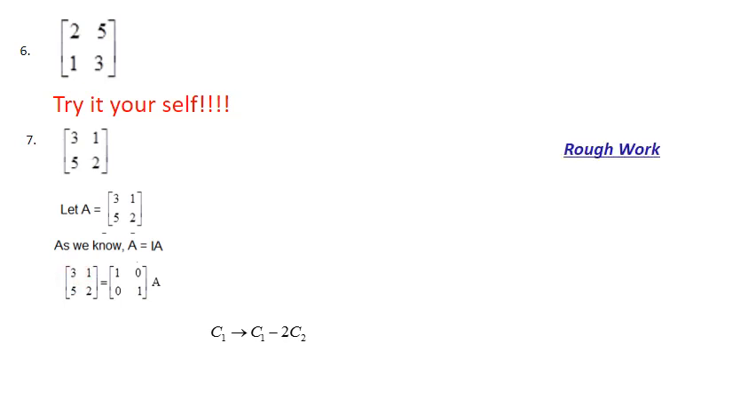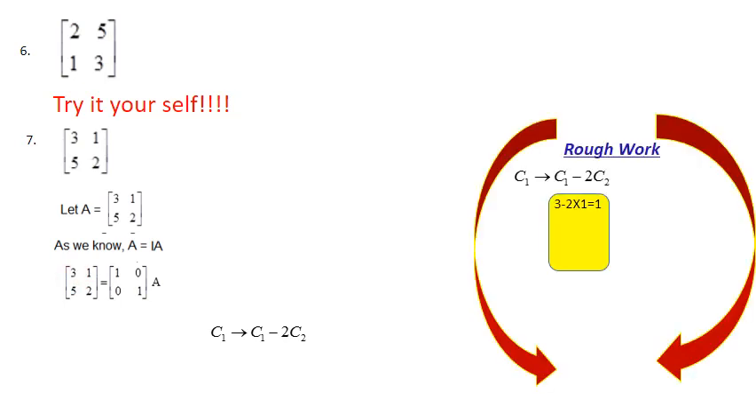So we will go for rough calculation. First thing, see, C1 is 3. 3 minus 2 into C2. 2 into 1, that is 2 into 1. 3 minus 2 into 1, that is 1. Next is 5 minus 2 into 2. 5 is the C1 element, 2 is the C2 element. So 5 minus 2 into 2, that is 1.